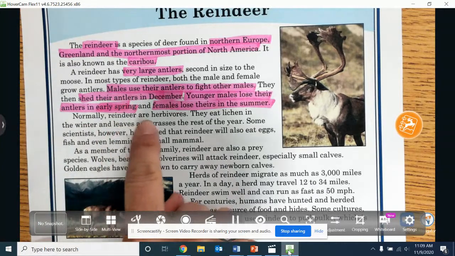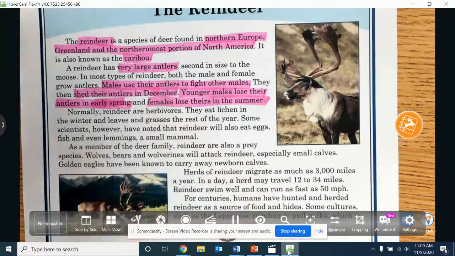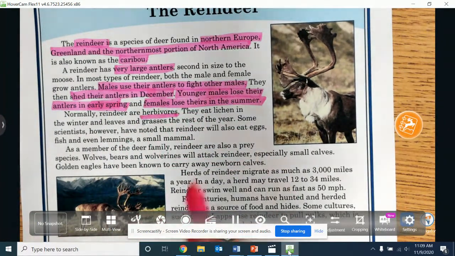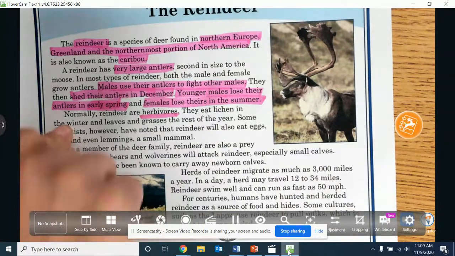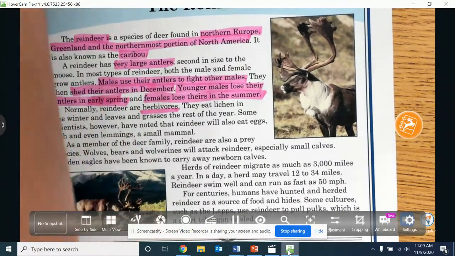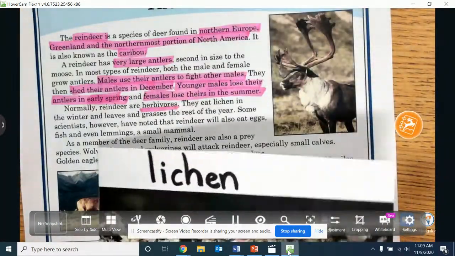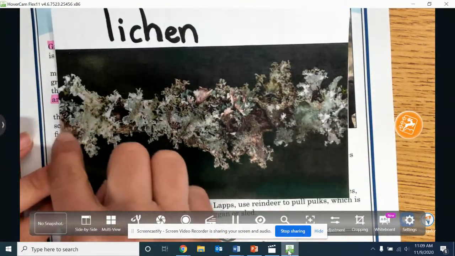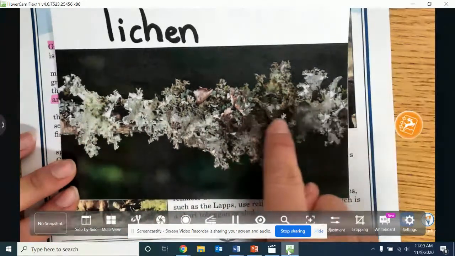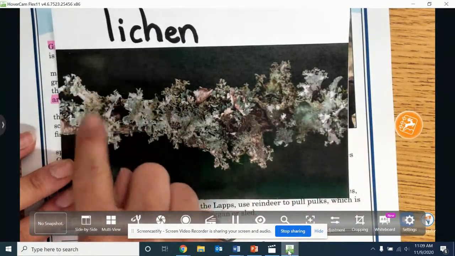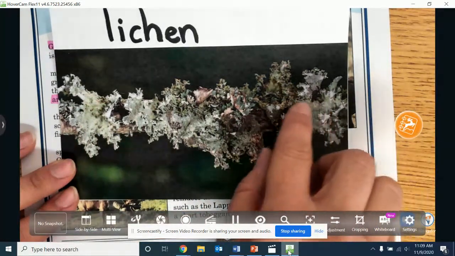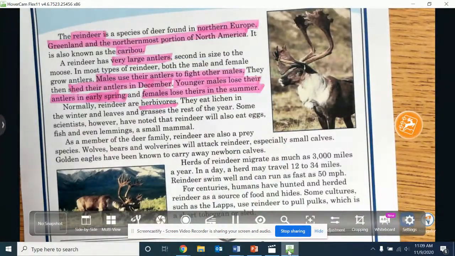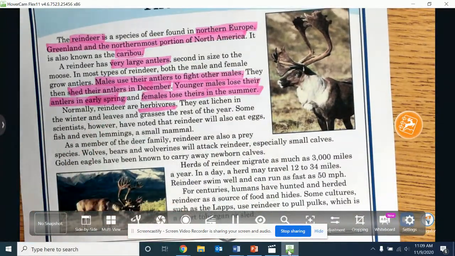Normally, reindeer are herbivores. If you know herbivore, I'm going to underline it. It means that they only eat plants. They eat lichen in the winter. Let me show you a picture of lichen. Lichen is a type of plant. If you look closely, there's a tree branch right under it. Lichen is a type of plant that usually grows on top of trunks or branches. Okay? So they eat lichen in the winter and grasses the rest of the year.